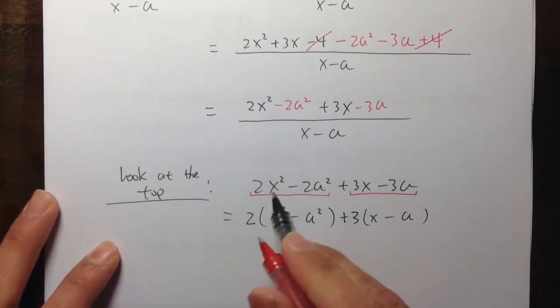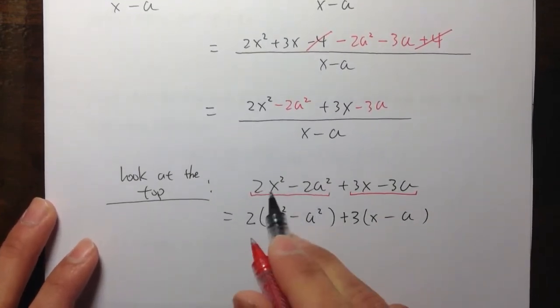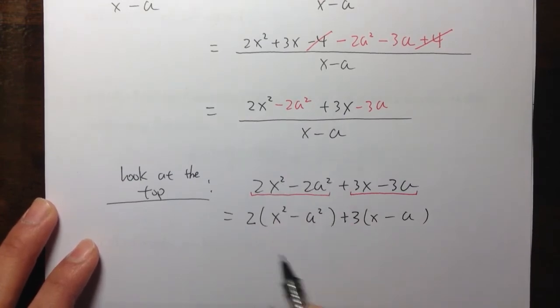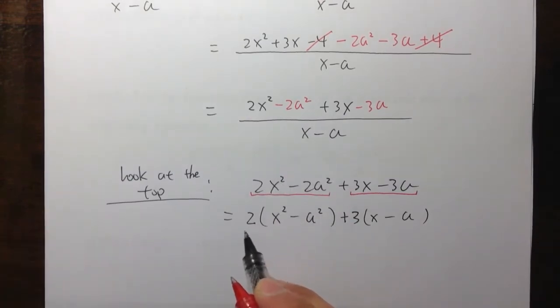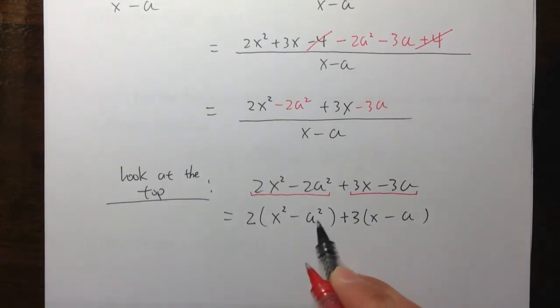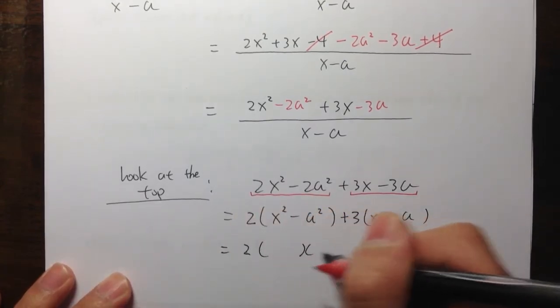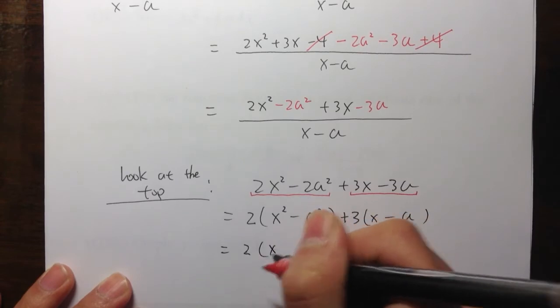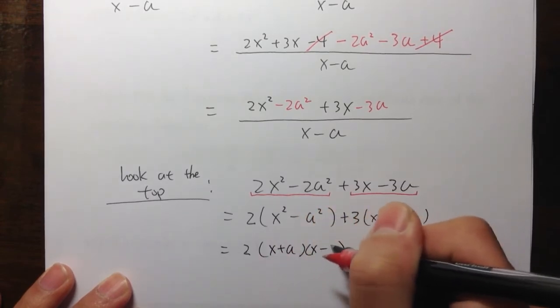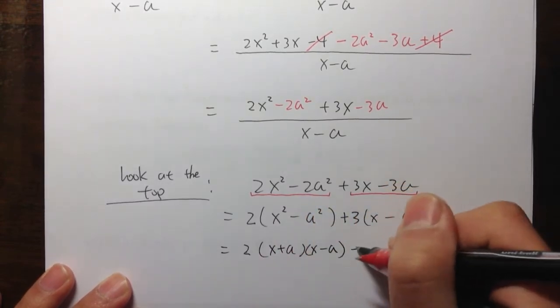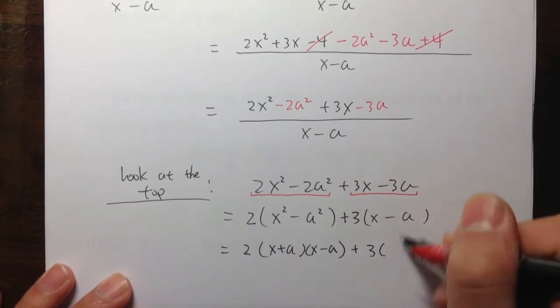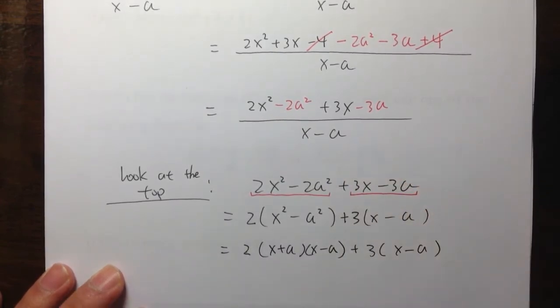So the good part of putting the x squared and a squared together is that once we factor out the 2, inside we have x squared minus a squared. And this is exactly a difference of two squares. If we factor it further, this is x plus a, x minus a, plus the rest, 3 parentheses, x minus a.